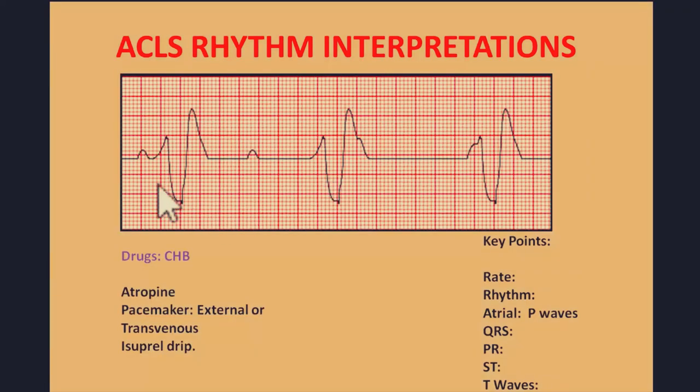This is another example where we have P waves which have no relationship and a very wide QRS complex, suggesting a fairly sick ventricle. So we need to take a more aggressive step in establishing a stable rhythm in this patient, which means an external pacemaker or a permanent pacemaker. Since there is some good atrial activity, we may be able to put in an AV sequential pacemaker to optimize cardiac output.